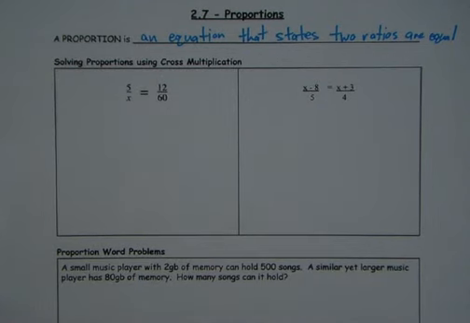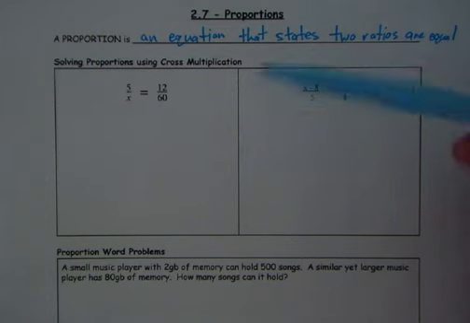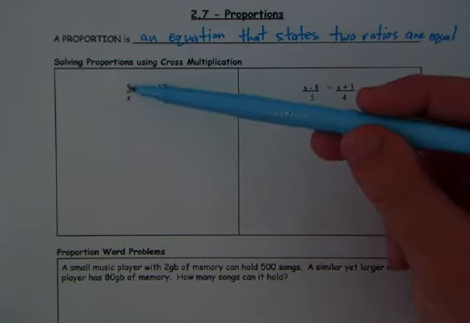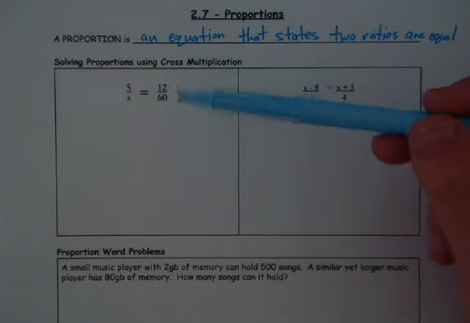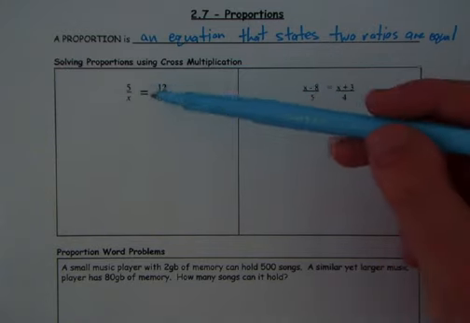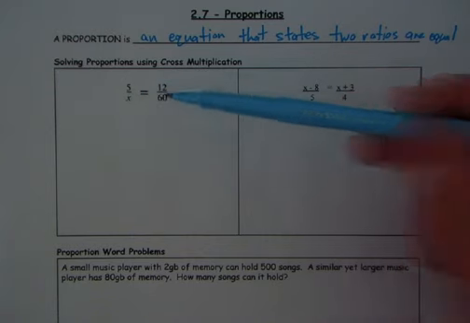Okay? So remember a ratio, right, is a comparison between two numbers using division, like a ratio of A to B is A over B. So here we're going to set two ratios equal to each other. Okay? So here's an example. 5 over x, that's a ratio of 5 to x, and 12 over 60, ratio of 12 to 60. Well, we set them equal to each other. So 5 over x equals 12 over 60.